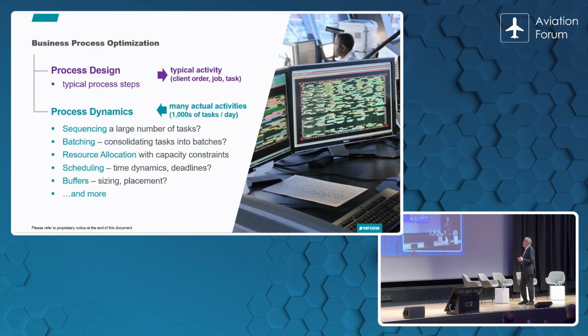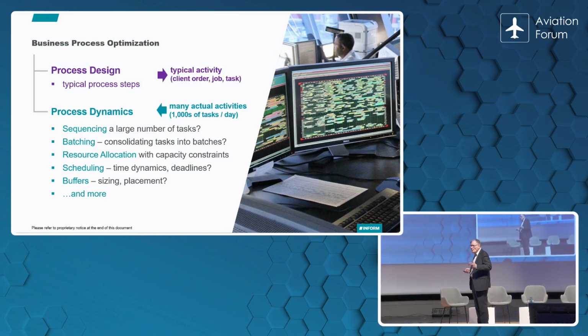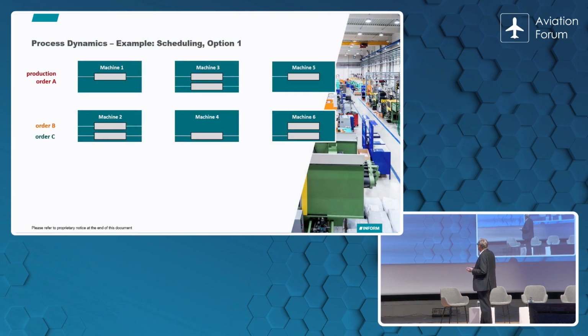how do we sequence those tasks? How do we, for example, consolidate those tasks into batches? How do we allocate resources? How do we do the scheduling and allow for the time dynamics of those operations? And how do we place or size buffers and so forth? And looking at the process dynamics, many people think that's quite simple. If I have thousands of orders to be put into a sequence, I use a prioritizing rule. A priority rule which says, okay, I do the most important things first.